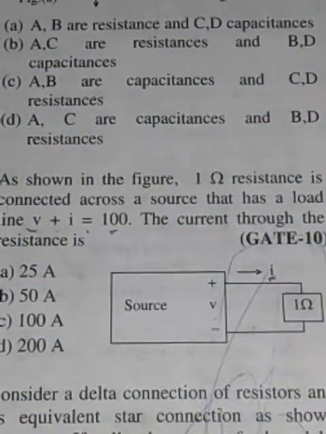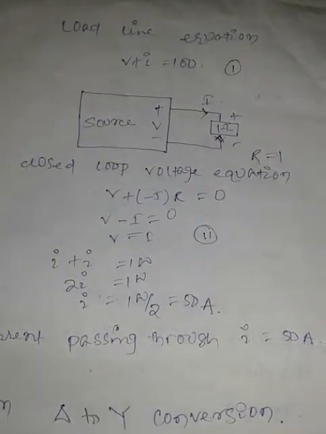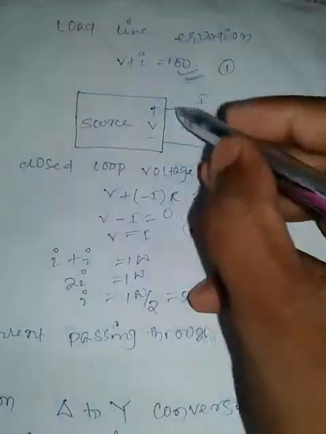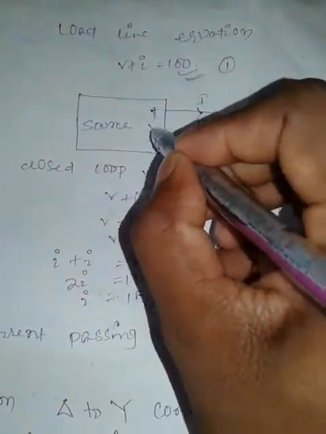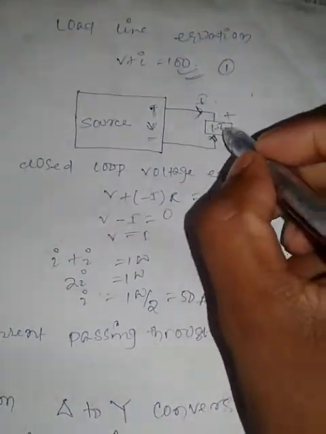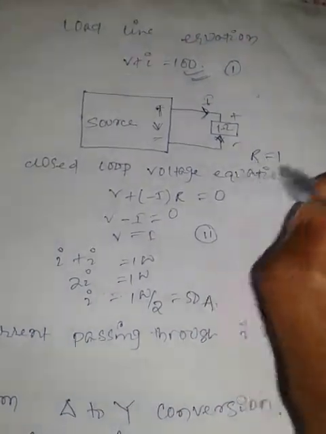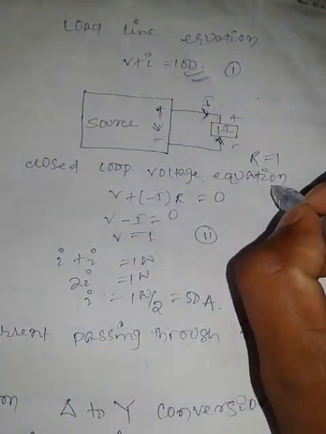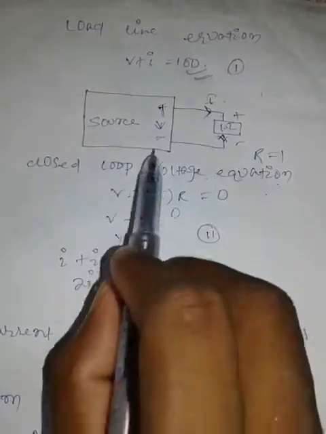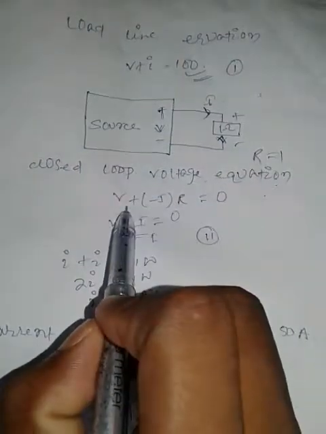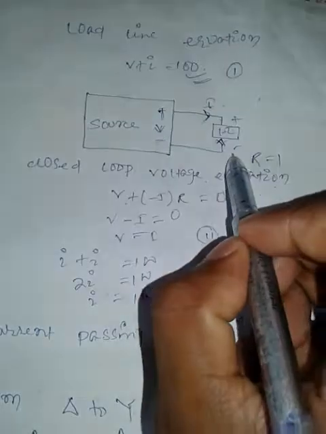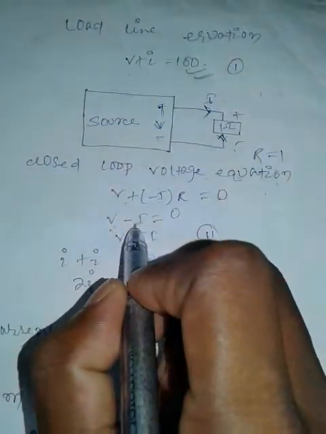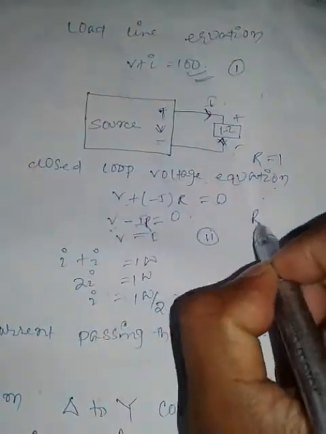So let us solve it. This is the problem they have given, and this is the equation they have given: V plus I is equal to 100. This is the circuit they have given, with voltage V and current I flowing through the 1 ohm resistance. According to Kirchhoff's voltage law, the sum around a closed loop is always 0. So V minus IR is equal to 0, but R is equal to 1.